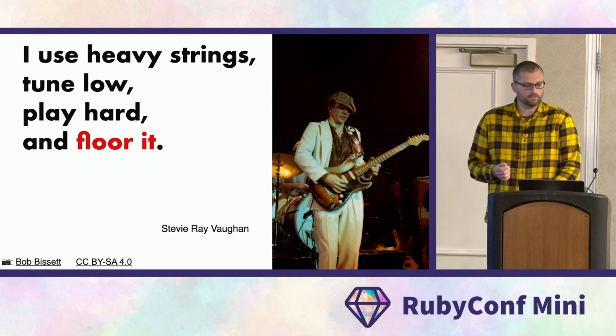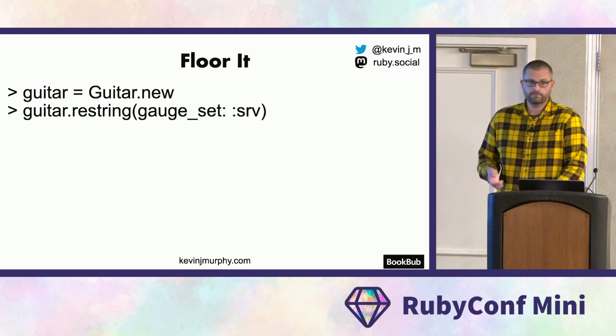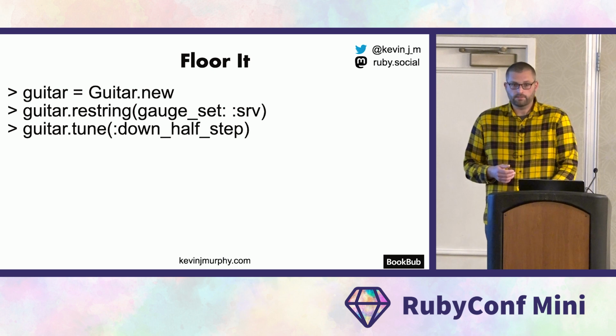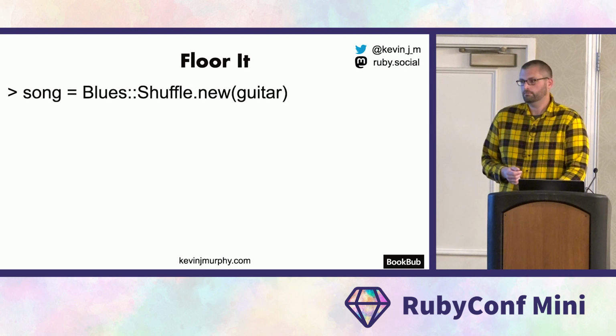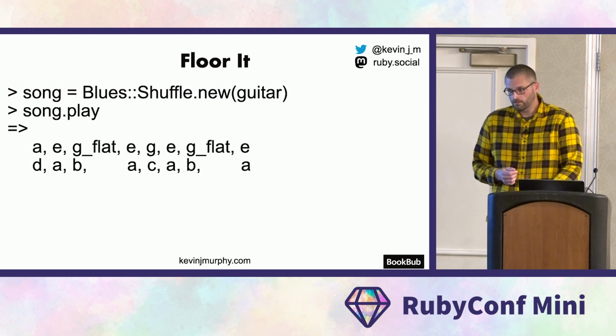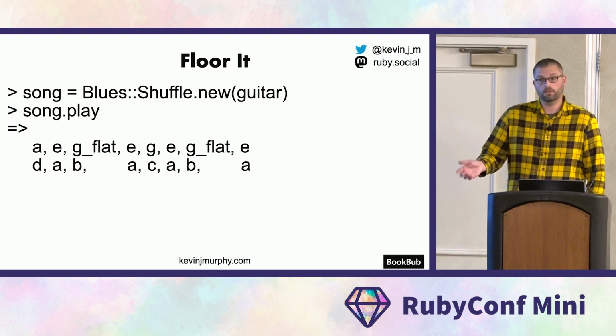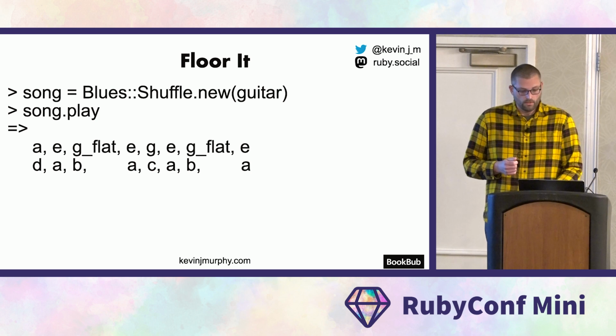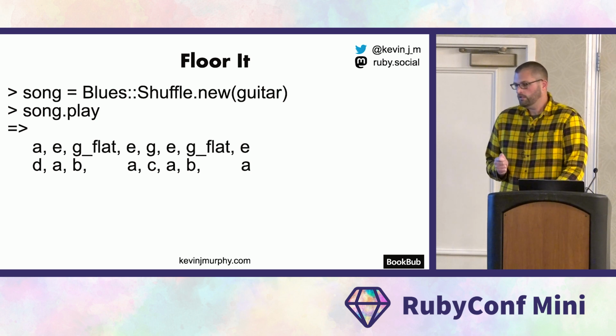So let's put some of this all together. Let's grab a guitar, put some heavy strings on it, tune it low, and pick some music to play. Stevie was known for playing the blues, so we're going to play some blues. And what we get are all of the notes in our song. This is great. We have taught our computer how to play the guitar. Presentation over. I do have more.